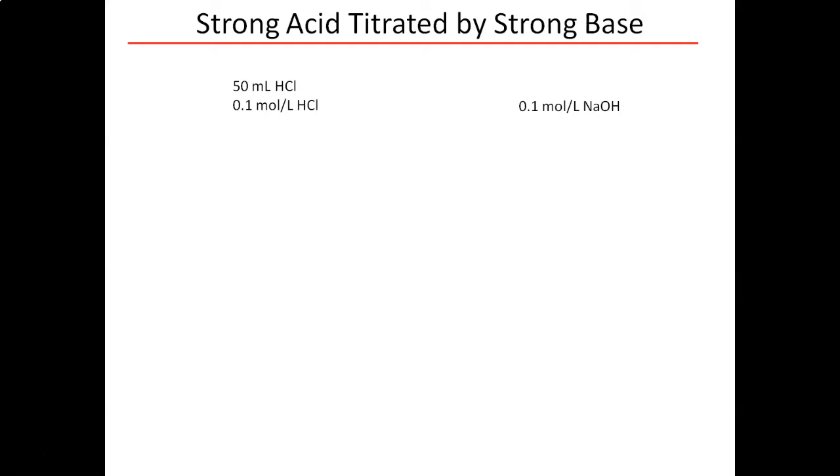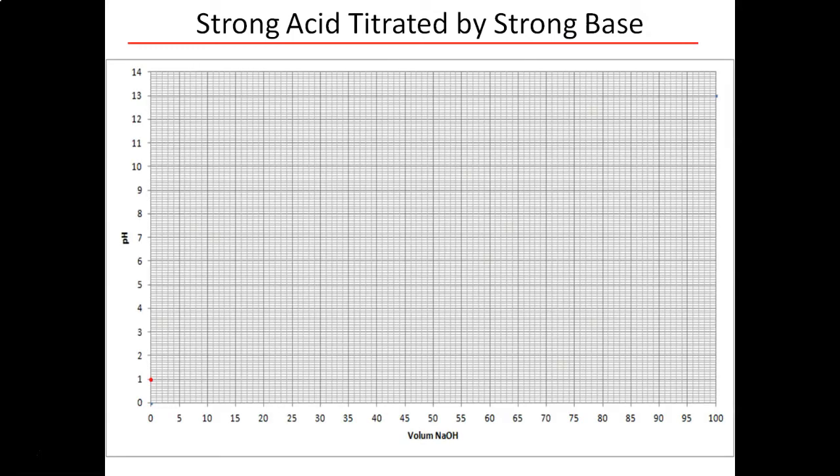And so what we can do is we can easily calculate our initial pH, and this would just be of the HCl. Now, because we know it's a strong acid, the concentration of my proton or hydronium ion is equal to the concentration of the HCl, and so I can easily calculate the pH. And so we can plot that value on our graph. So before any NaOH is added from the burette, the pH of my solution is 1.